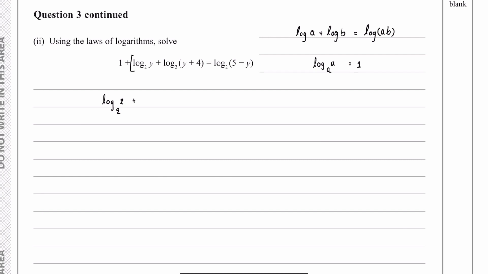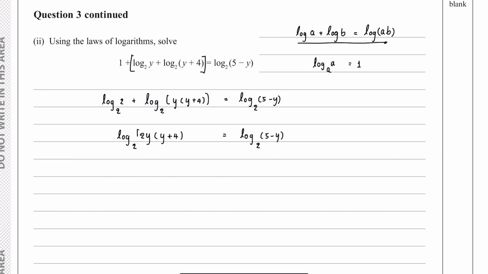For this one, we're going to apply this property to change it to be a product of y and y plus 4. So this one will be log base 2 of y times y plus 4 equals log 5 minus y base 2. And then you apply the same property to these terms. So it will be log 2y times y plus 4 base 2, which is log 5 minus y base 2. It has to be log of the whole thing here. And on this side, we have a single log term here. So that means the things inside the logs are the same. 2y times y plus 4 will be 5 minus y.